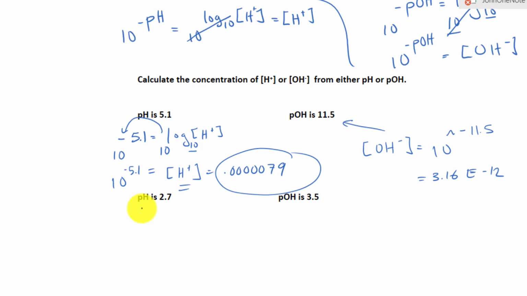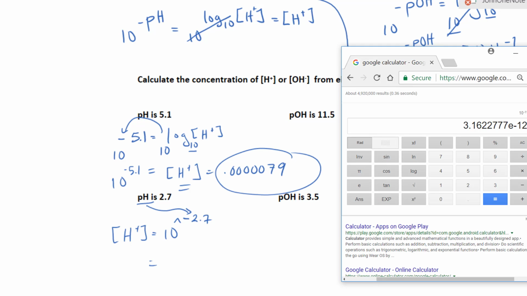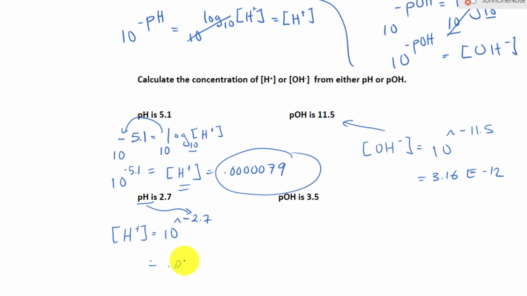Let's try another one. Here I have a pH. I'm not going to show this work again because I know the pattern already. So the concentration of H plus is equal to 10 to the power of negative pH, which in this case is 2.7. Let's plug into a calculator: 10 to the negative 2.7, which gives us 0.002. And there you go. That would be the concentration.